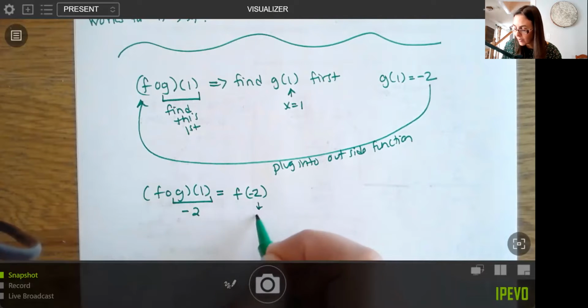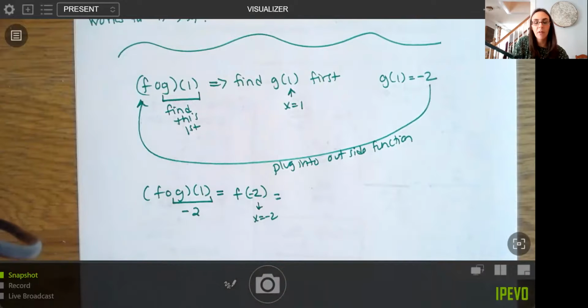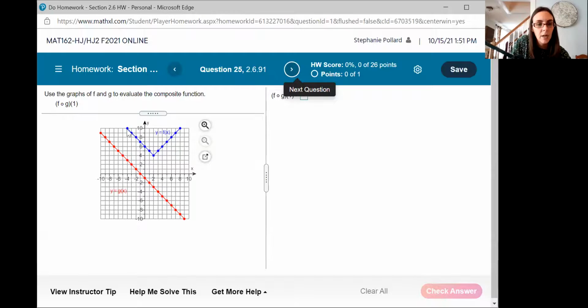And again, this is your x value. So I'm going to go back to my graph and find that answer. Here's my f function. My x value is -2. So let's see, there's -1, there's -2. It looks like we're up at 8. So our final result would just be 8 overall to answer this question.